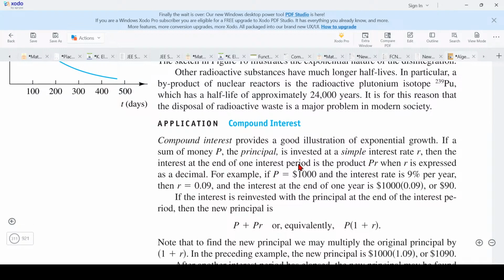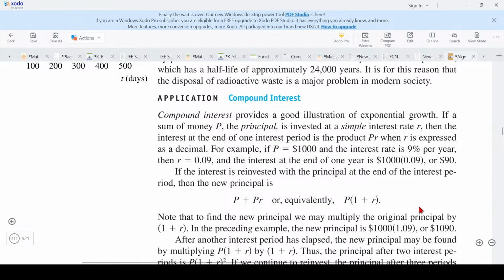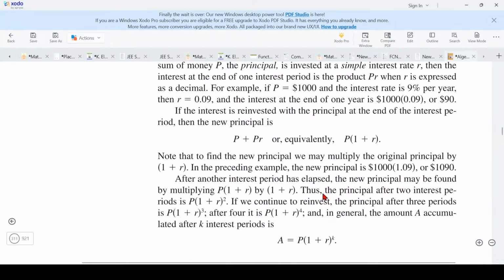Let's say we have this case. He has taken some $1,000 and there is a 9% interest rate. What does that mean? At the end of the first year, the interest would be $90. The amount will be this 1,000 plus this 90. So 9% per year means it will become 1,000 plus 90. At the end of the second year, again 9% of this 1,090.